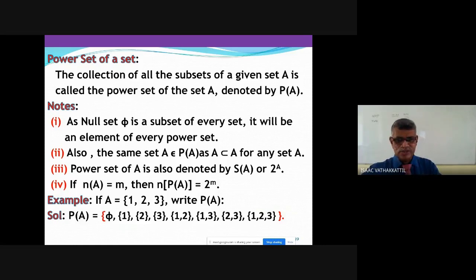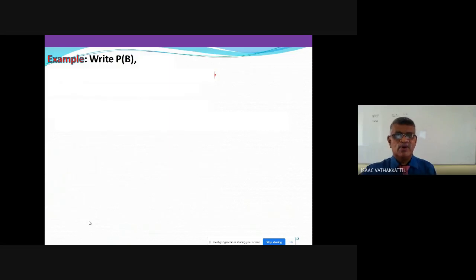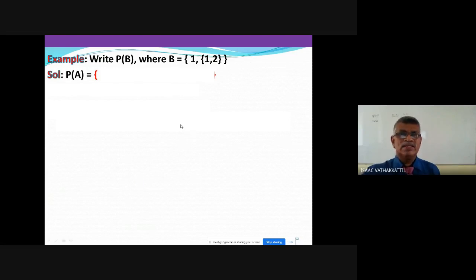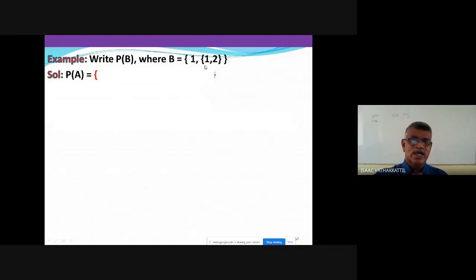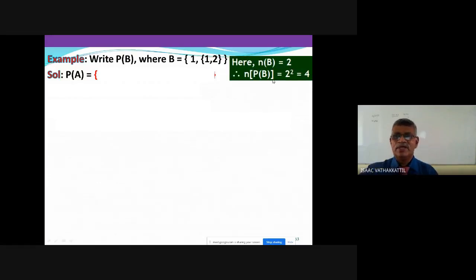Any queries? Any question? Is it clear? Let's go for one more example. Write the power set of B, where B consists of 2 elements. Which are they? The first element is 1. The next element is the set {1, 2}. Very good, there are 2 elements. You will have 4 subsets for B, because a set with 2 elements has 2 squared, that is 4 subsets.